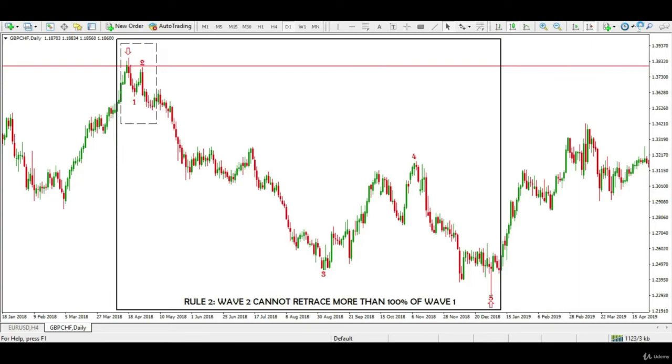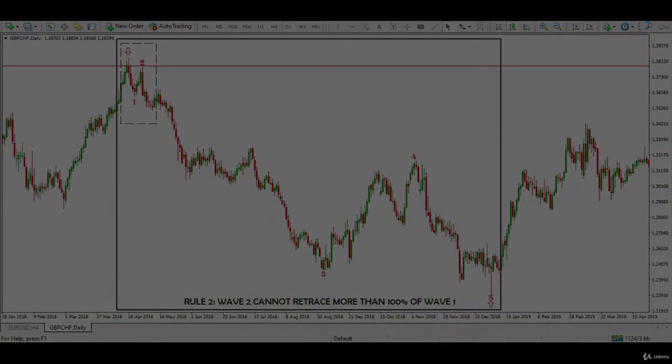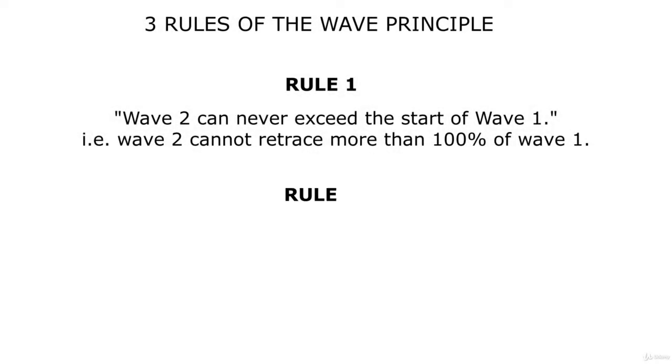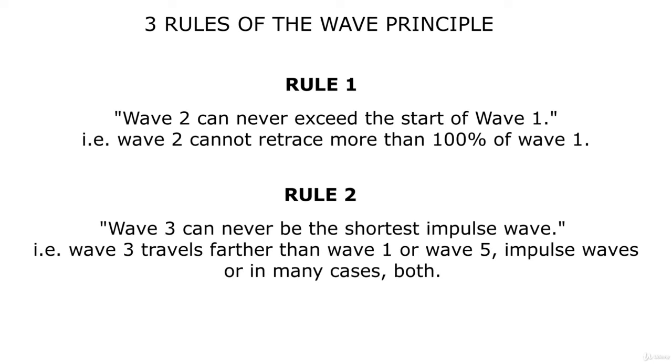Let's continue studying the rules within the wave principle. Rule number 2. Wave 3 can never be the shortest impulse wave, which means wave 3 travels farther than wave 1 or wave 5, or in many cases, both. So as long as wave 3 does undergo a greater percentage of movement in terms of price than either wave 1 or wave 5, this rule is satisfied. Let's look at wave 3 through a basic pattern and a few examples of this rule.